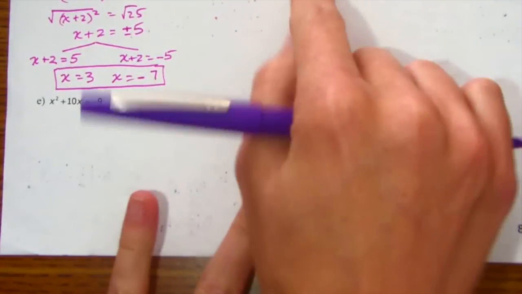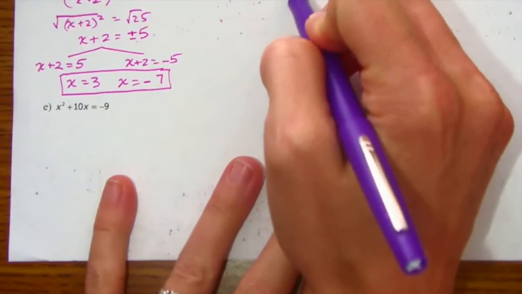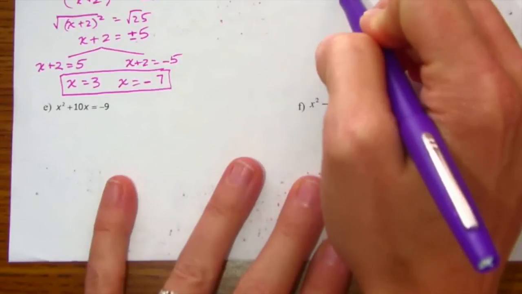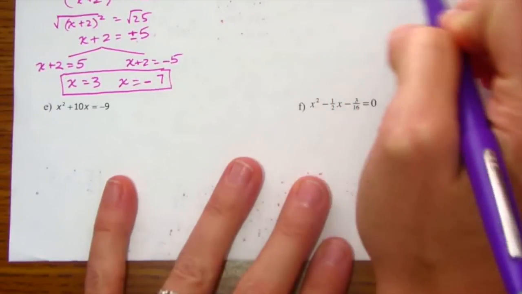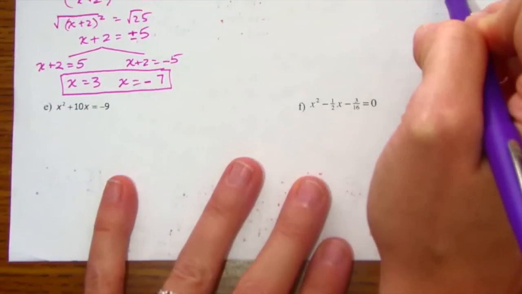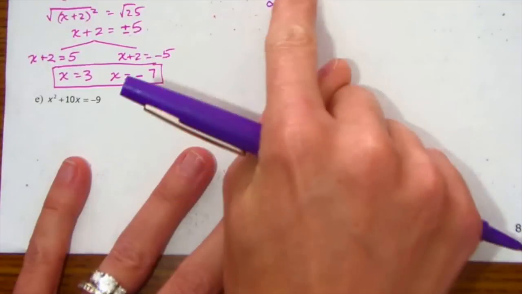Since d has this coefficient of 2, we're going to start by rewriting 2x squared minus 3x plus space equals, we add the 4 to the other side plus a space. And then what we need to do is factor the 2 out of these terms.